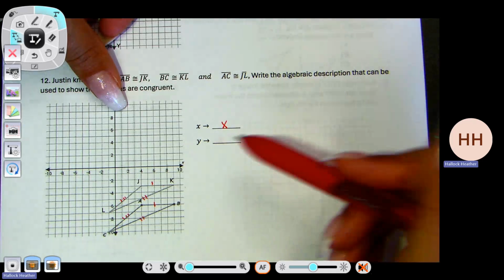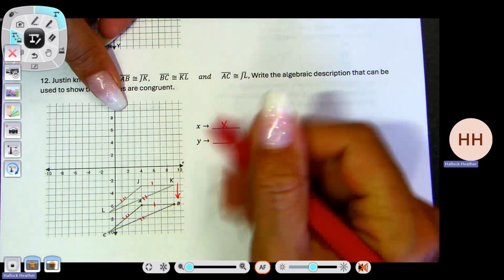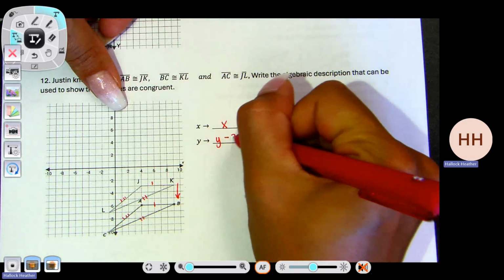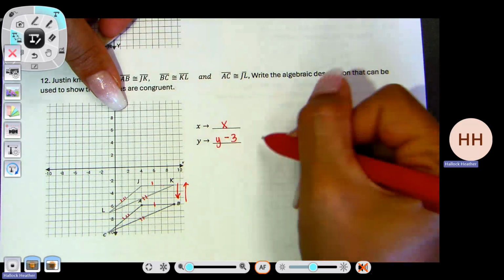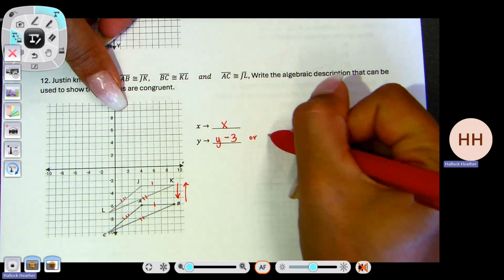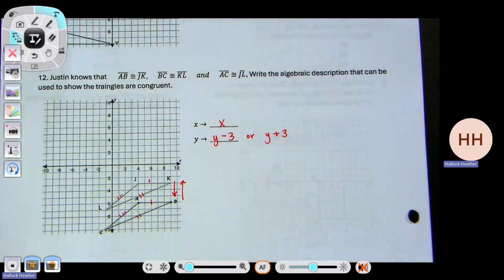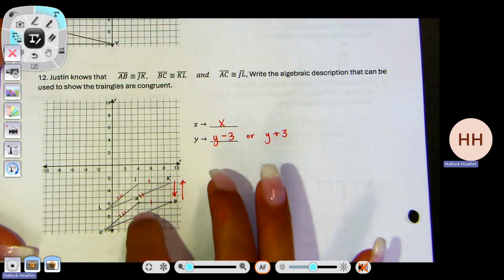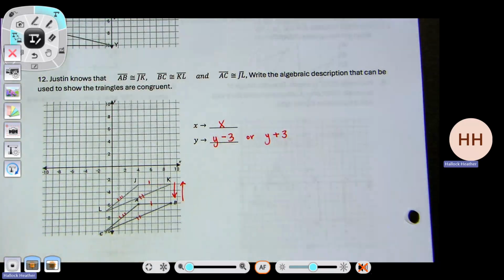X stays the same. But what happens to y is you have 2 options. I could go down 3, so I could say y minus 3. Or you could technically go the opposite way and go up 3. Because it doesn't specify, both of these would be considered correct. And because it's like a test that grades itself, both of those would be acceptable answers. Because it doesn't say you're going from here to here or starting here and going to here. So you can go down or you can go up, either way. But either way, x is the same. You're not going left or right.